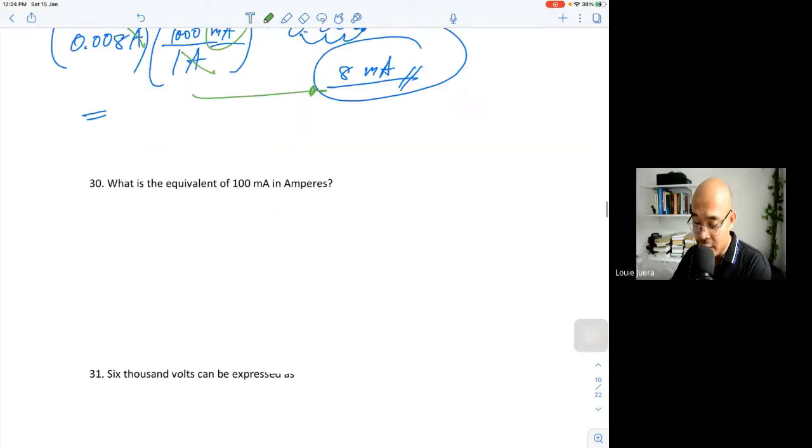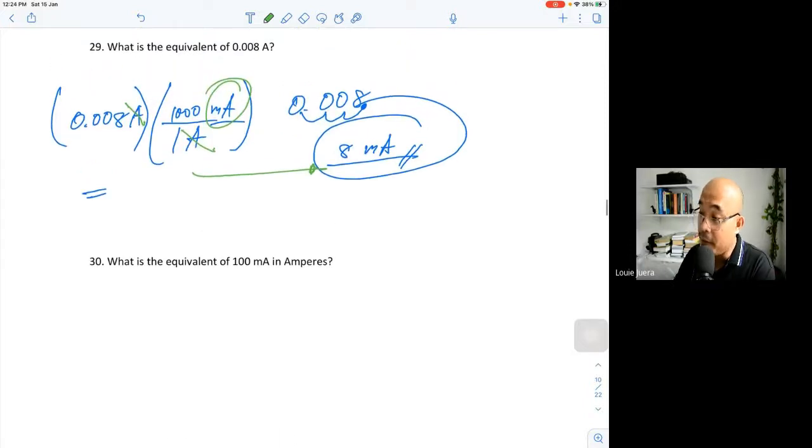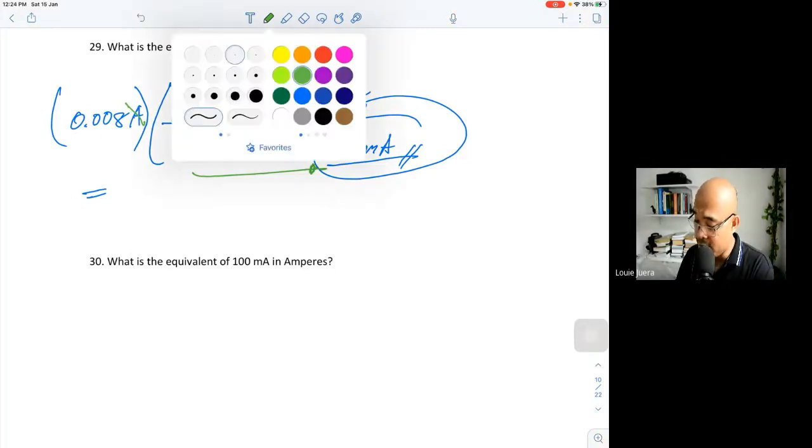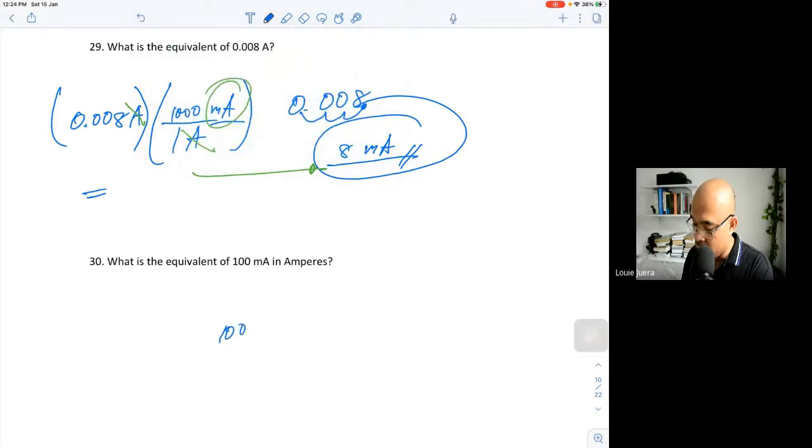Okay? So the last for this particular problem is what is the equivalent of 100 milliampere in ampere. So very, very simple. Again, you can do the conversion factor, or you can do the movement of your decimal point. In this particular case, the decimal point is here. Move 3 decimal places to the left: 1, 2, 3. That is equal to 0.1 amperes.